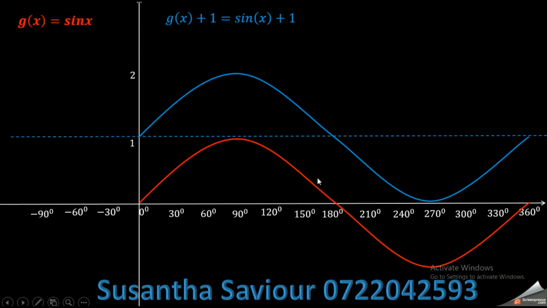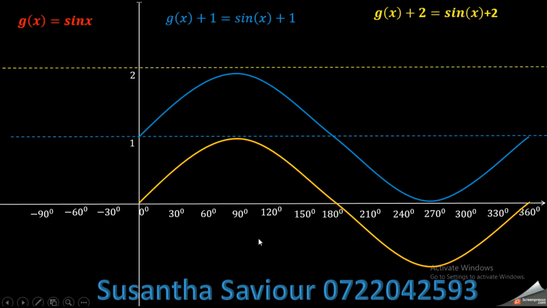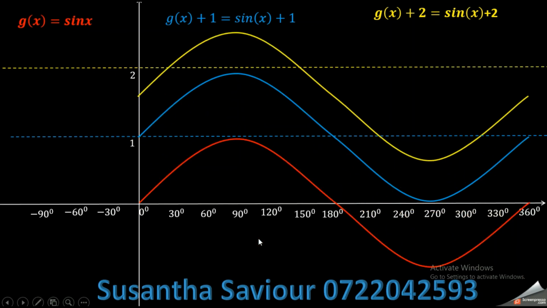Now we will look at another transformation, g(x) plus 2. g(x) plus 2 means this original curve, the red one, is shifting towards the positive y direction by 2 points. Then this guy will come and stop at 2. Right? We will see the sketch of it.